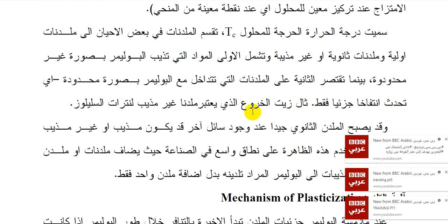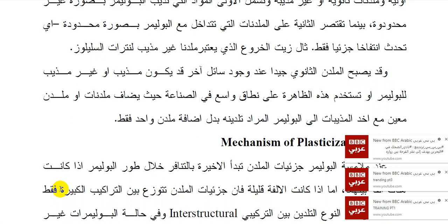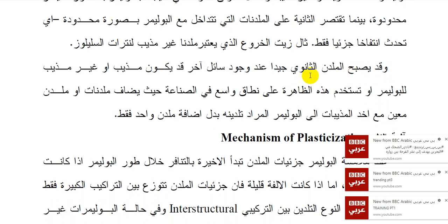Third, the castor oil, which is considered a very dissolvent plasticizer for the cellulose nitrates, as you can see right in front of you. The secondary plasticizers are used to be very effective in the presence of other liquids, maybe a solvent or a non-solvent for the polymer.